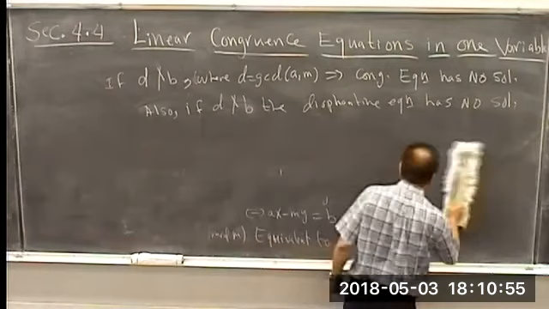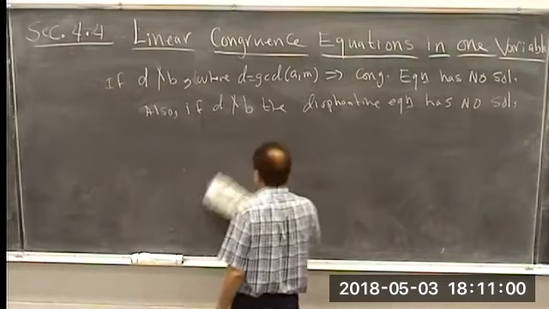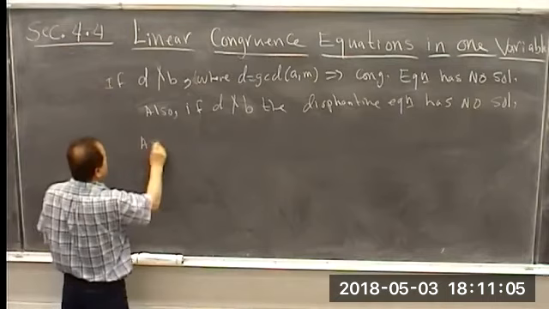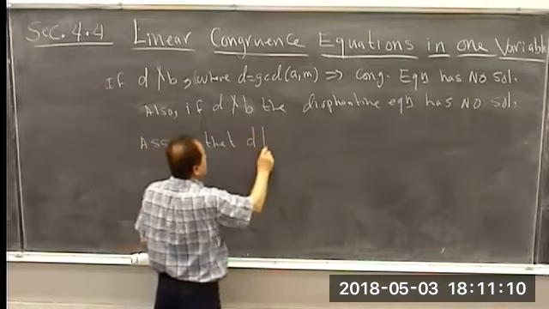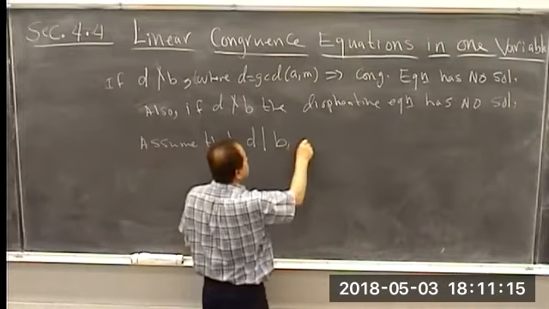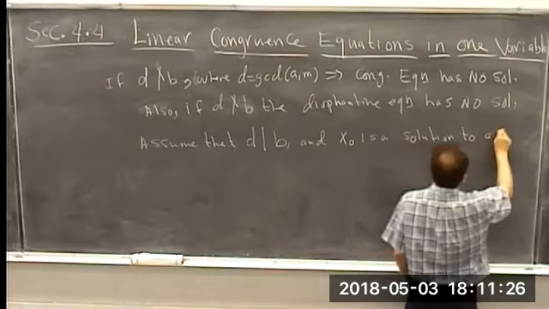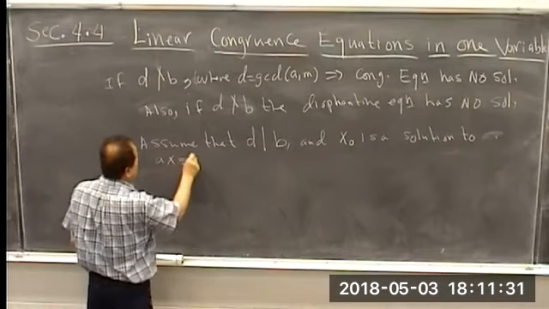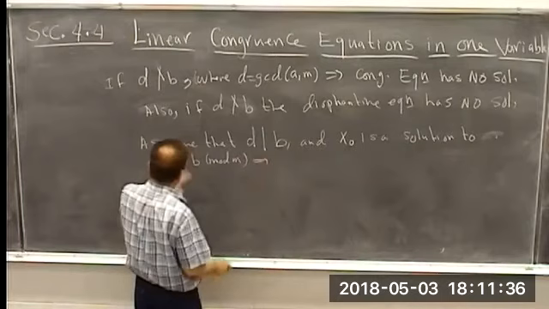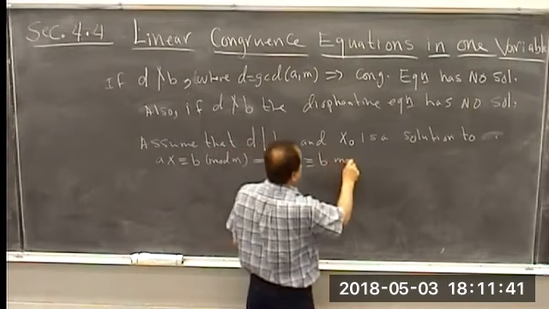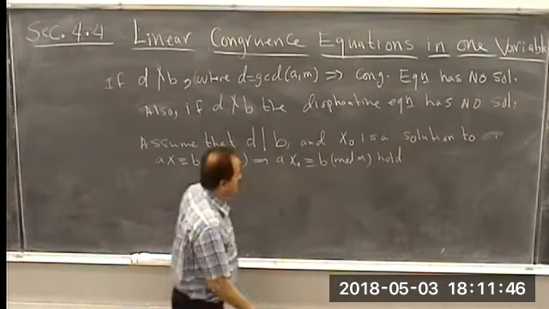I want to show that the Diophantine equation has a solution. Well, it's really very straightforward. We just write what we're supposed to do. So let's assume that D divides B, and X sub 0 is a solution to AX congruent to B mod M. This means that it's satisfied mod M, and this again implies that M divides AX sub 0 minus B.